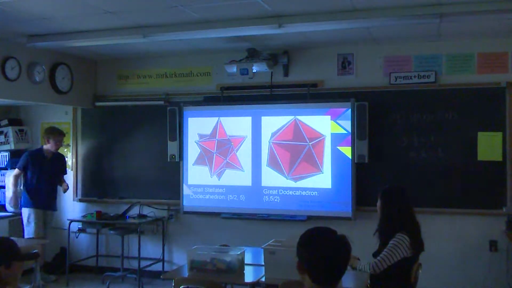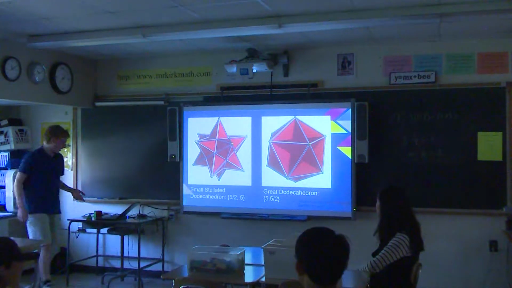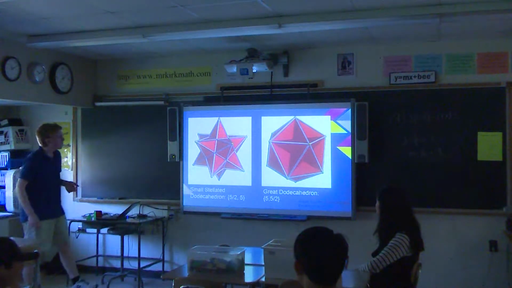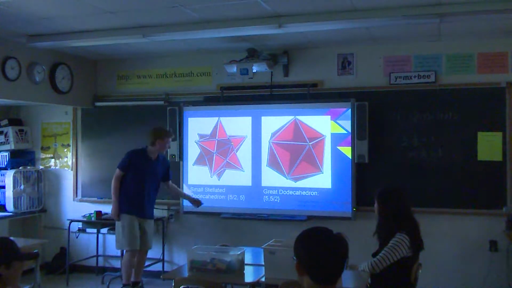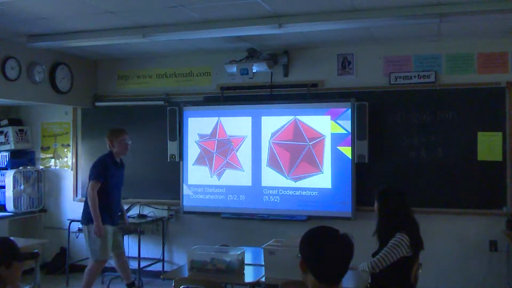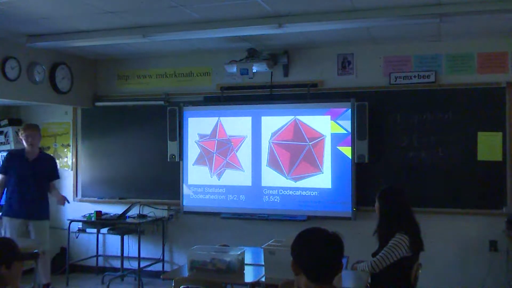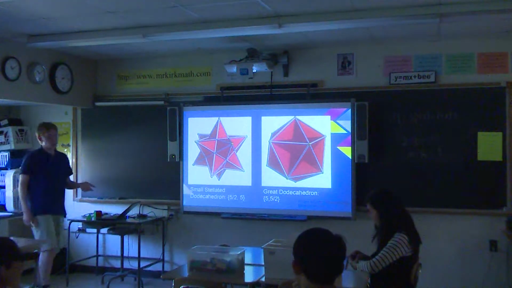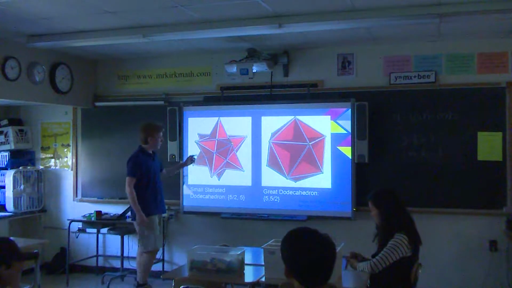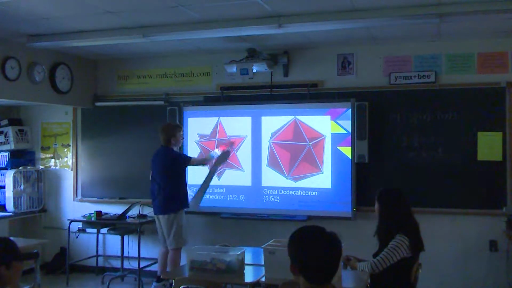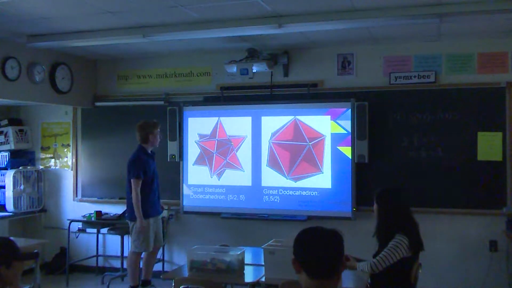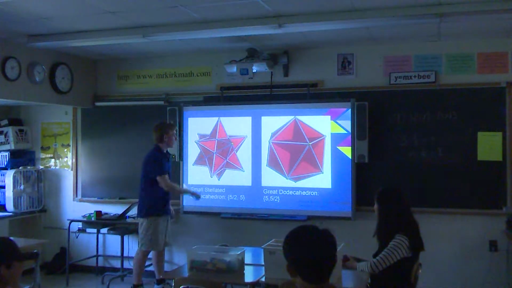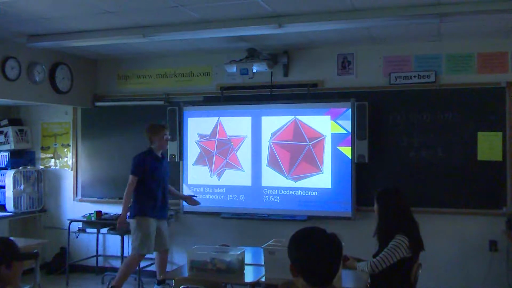So the first 2 are the small stellated dodecahedron and the great dodecahedron. So this guy, it has Schlafli symbol 5/2, 5. What that means is its faces are actually pentagrams, and there are 5 of them at each vertex. Looking here, you can see one of the faces is right there. That's one of its faces. And pick a vertex, say this one. You can see 1, 2, 3, 4, 5 faces meet there.